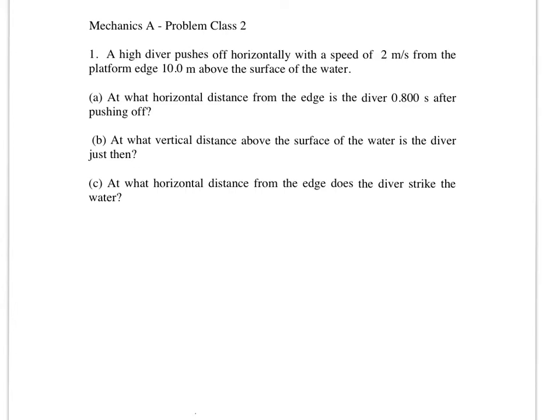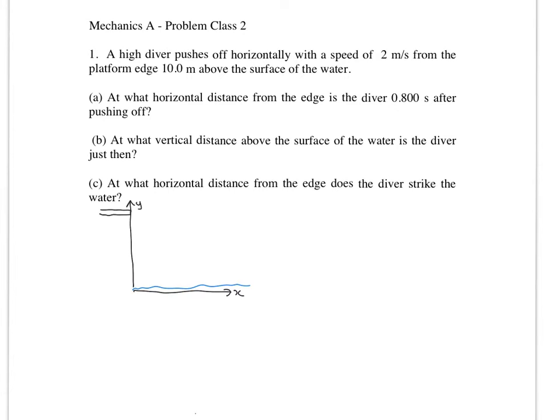Right, in this problem we have a projectile motion problem. We have a high diver pushing off horizontally with a speed of 2 meters a second from the platform edge, 10 meters above the surface of the water. Start by drawing a diagram, and with some axes. So you've got a platform sitting up here, and this is the y direction, and then you got some water down here, and this is the x direction, positive x direction.